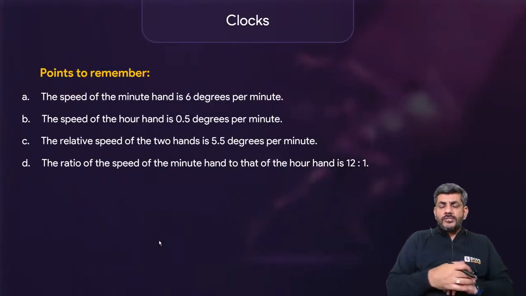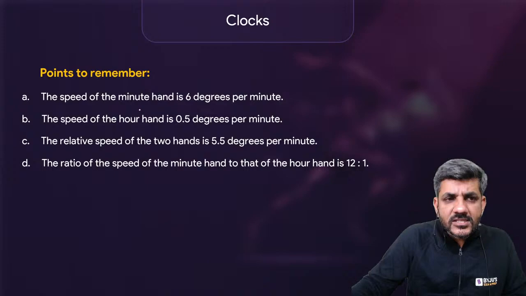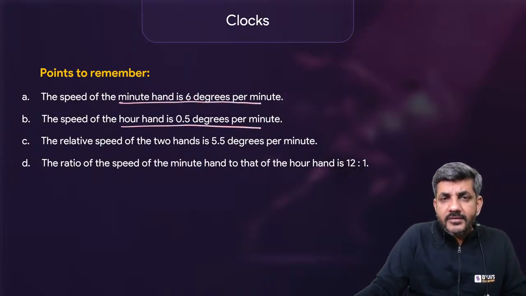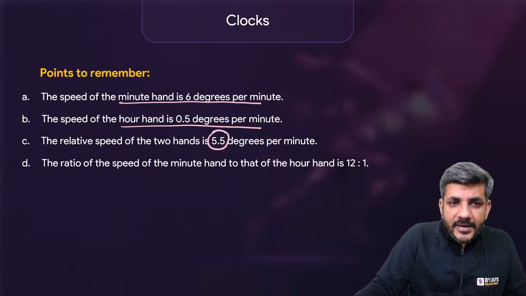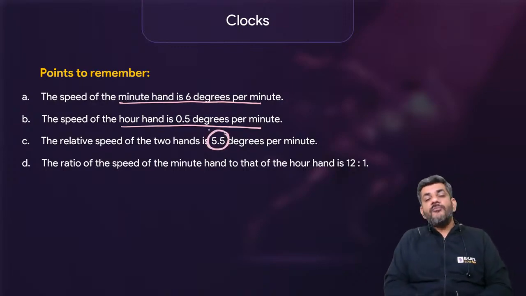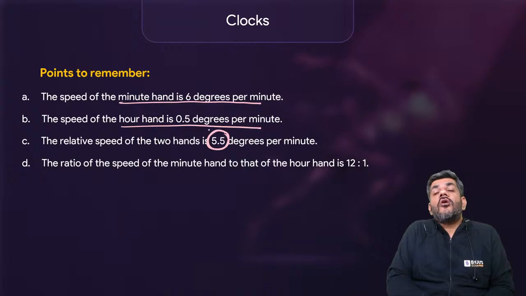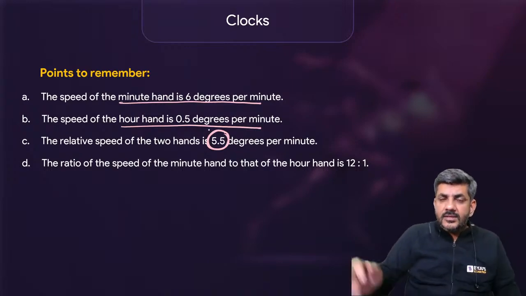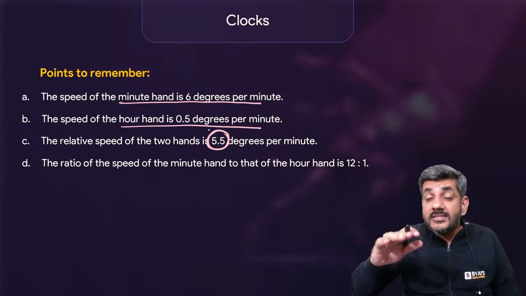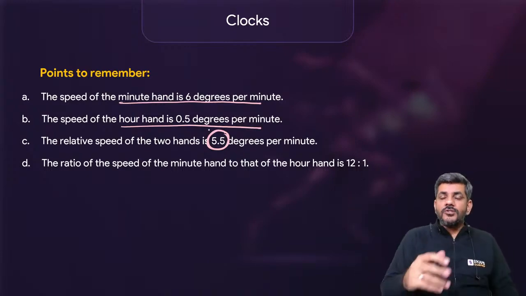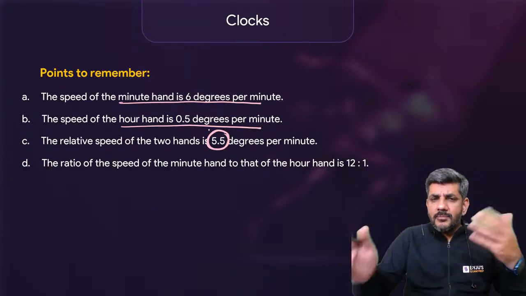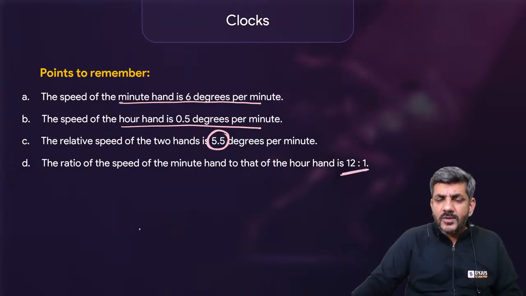Next we have clocks. क्लॉक्स के लिए आपको क्या क्या याद रखना है? The speed of a minute hand is 6 degrees per minute. Speed of an hour hand is 0.5 degrees per minute. The relative speed is 6 minus 0.5, that is 5.5 degrees per minute. And clocks, I would say, is just like circular races. There is a circle of length 360 degrees on which two people are running with speeds of 6 and 0.5. When would they meet and all? The ratio of their speeds is 12:1.